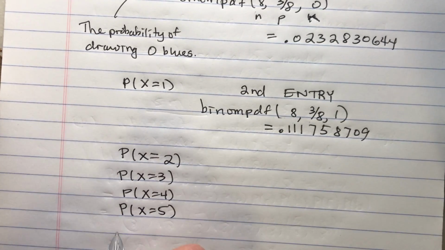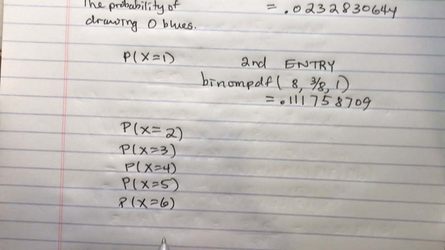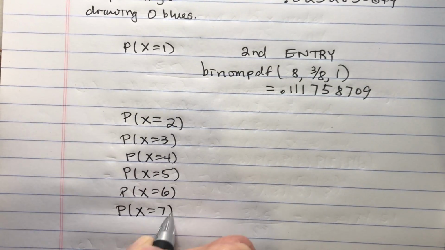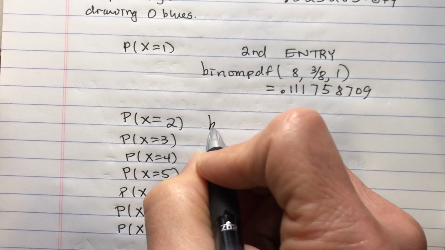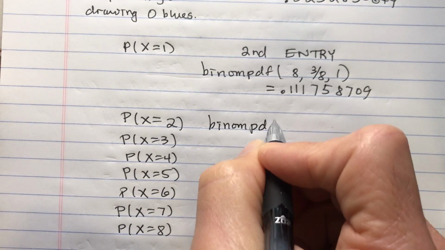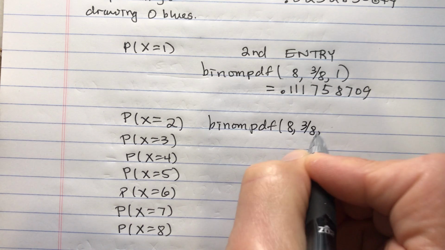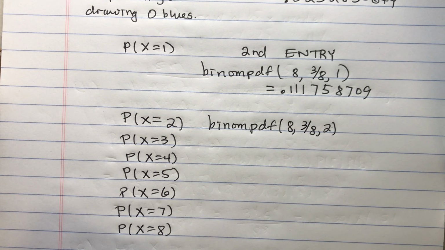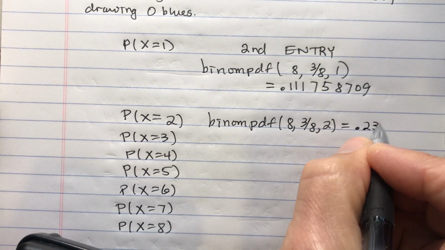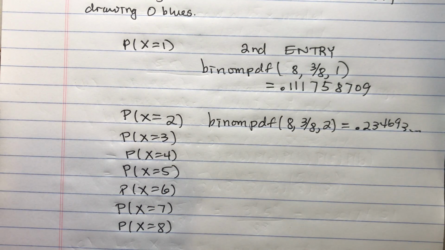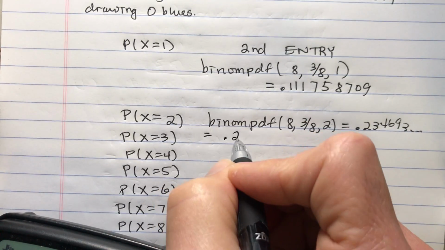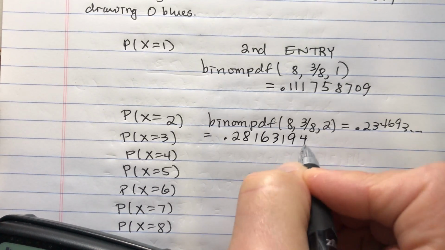Okay, this is sort of dangerous. I'm putting down all these things before I work them out, so maybe I won't have enough space, but I think I will. So I'm just going to write here, this will be binomial PDF 8, 3, 8, 2. See, I think I might not have enough space there. So that's 0.23469 dot dot dot. And so this, I'm going to keep doing all this, and this is 0.2816319466.